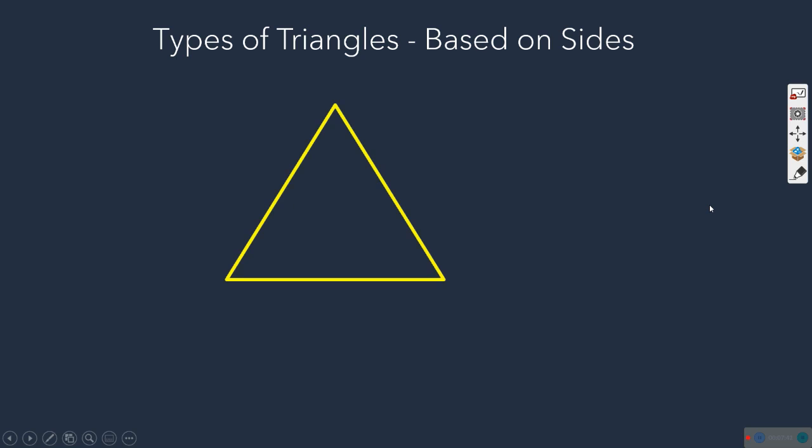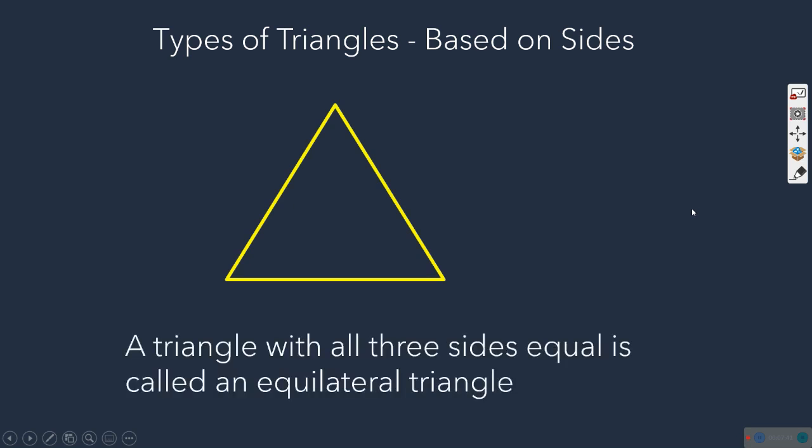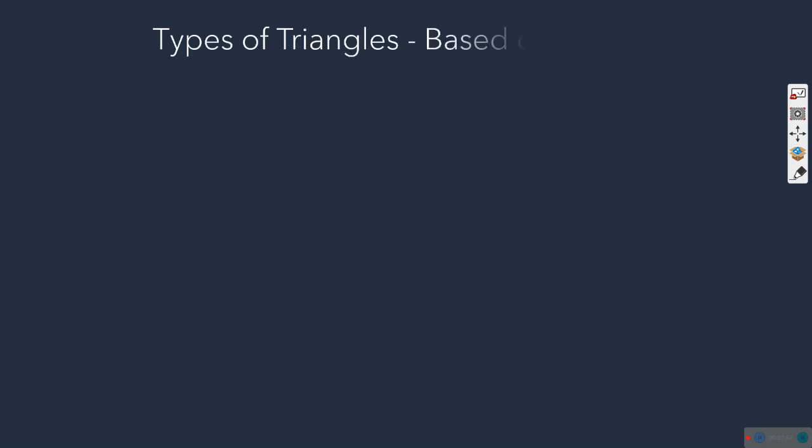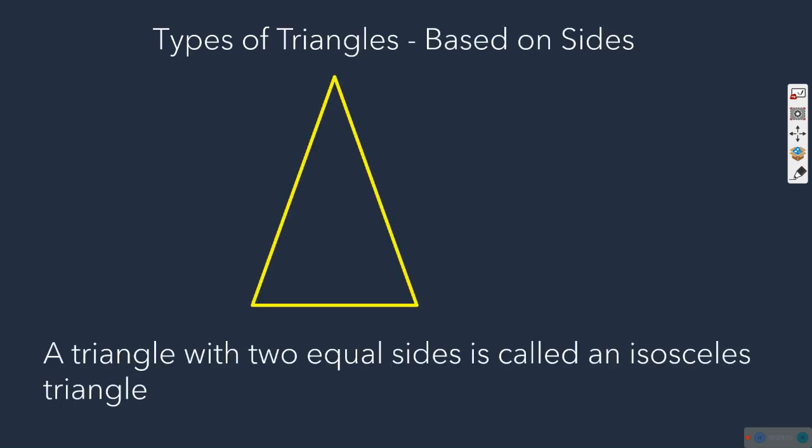For example, a triangle having all three sides equal is named an equilateral triangle. Equi means equal. Lateral means sides. All three sides equal. Then the next one is the type of triangle where two sides are equal. We have named such triangles isosceles triangles. Iso means same. Isosceles, having same sides.